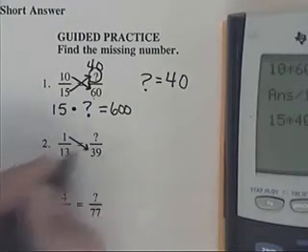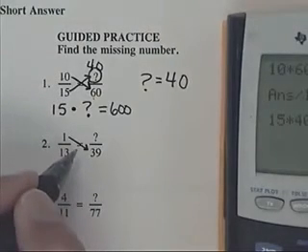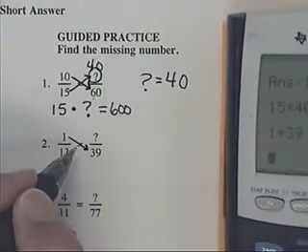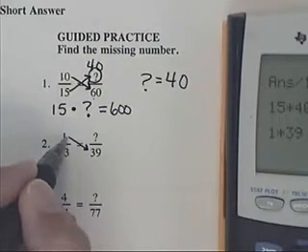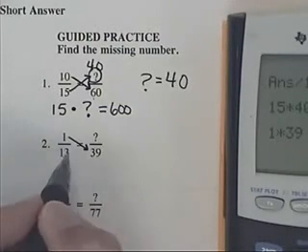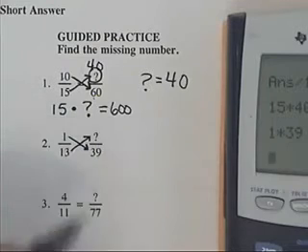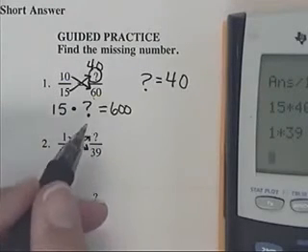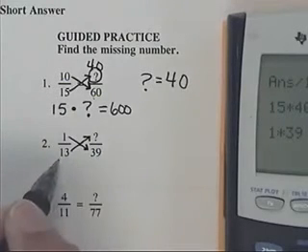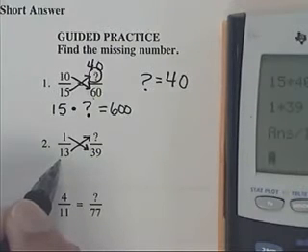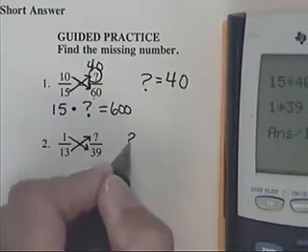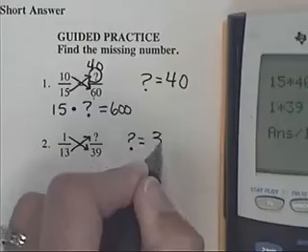1 times 39 tells me what I'm trying to get. 1 times 39 equals 39. So it has to equal 39 this way, and it has to equal 39 this way. So if I do 39 divided by 13, I'm going to get the question mark equals 3.